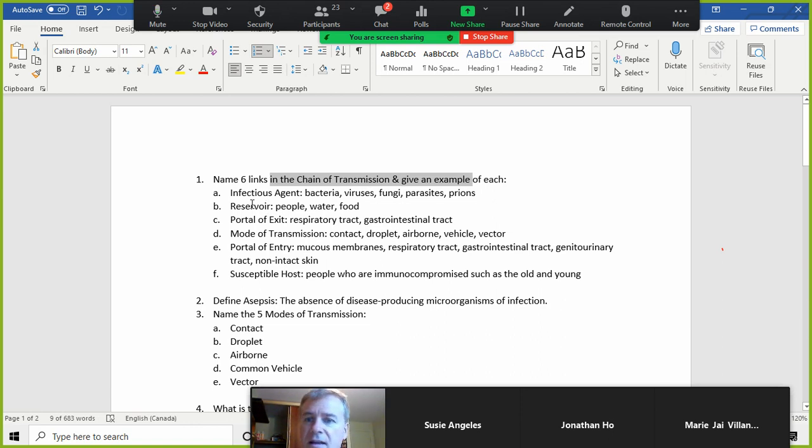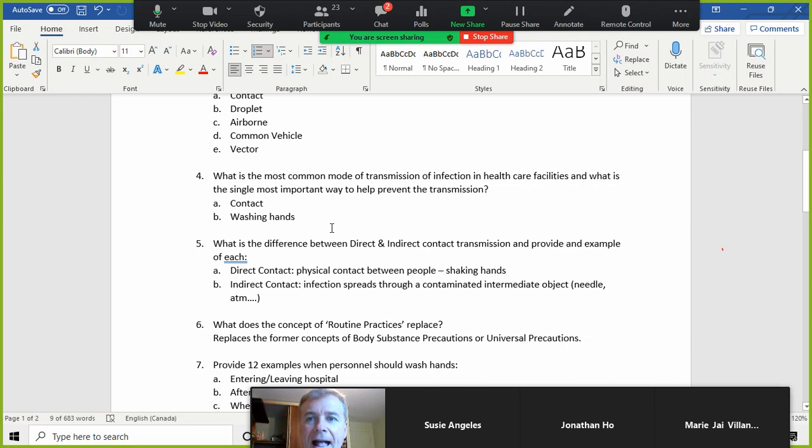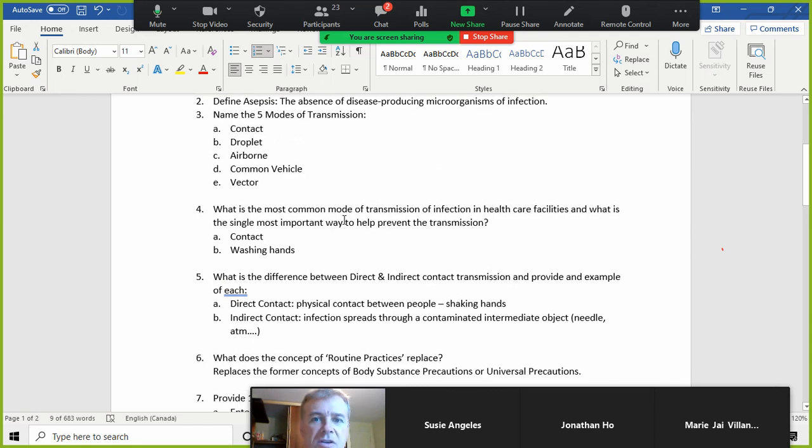Okay, and you guys have seen all these there before. Define asepsis. You guys have seen that there before. Name the 5 modes of transmission: contact, droplet, airborne, common vehicle, vector. What is the most common mode of transmission? It's indirect. Yes, it's indirect.